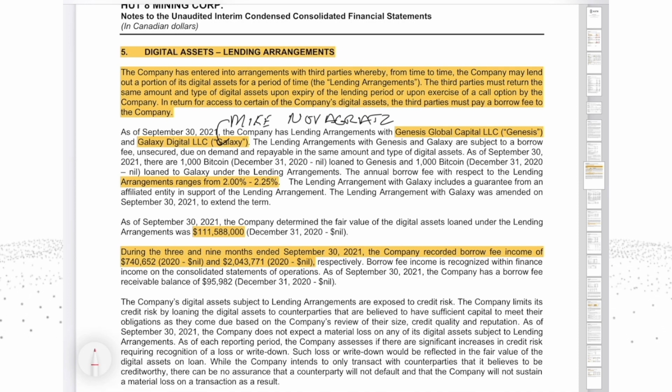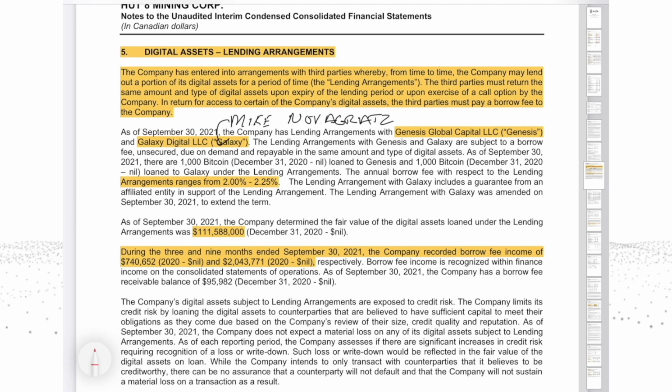Okay, so digital asset lending agreement, so that's what we discussed up above. So the company has entered into arrangements with third parties whereby from time to time the company may lend out a portion of its digital assets for a period of time. Third parties must return the same amount and type of digital asset upon expiry of the lending period or upon exercise of a call option by the company. In return for access to certain of the company's digital assets, the third parties must pay a borrow fee to the company.